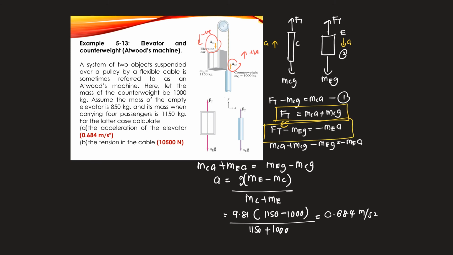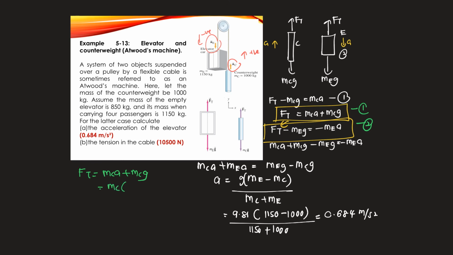Okay, next the question asks you to find the tension. You can use the equation from the elevator or the equation for the counterweight, because both have the same tension of rope. You can use this one or this one, it's up to you. I'm going to use the first one because I already put Ft as the subject. So my tension force Ft equals to mc a plus mc g.